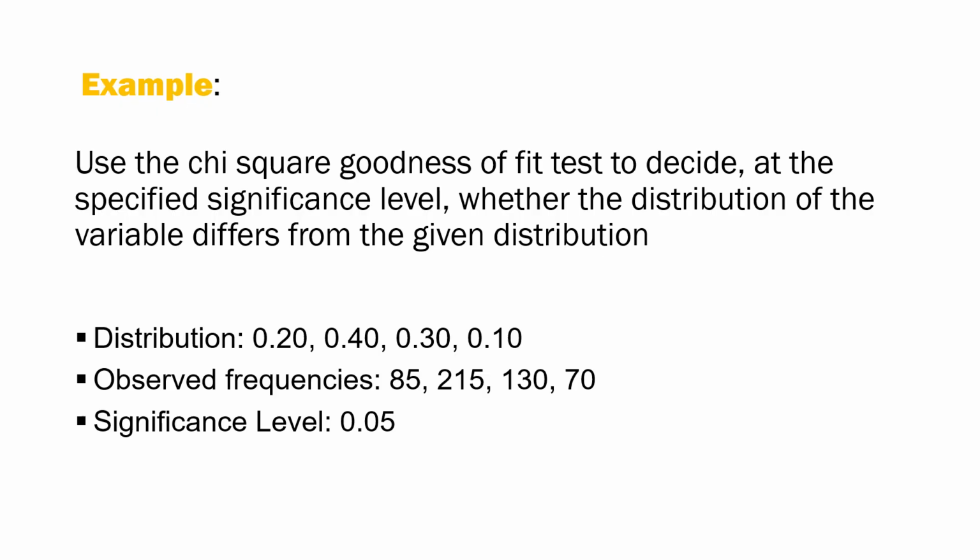Okay, so let's do an example here. Use the chi-square goodness of fit test to decide at the specified significance level whether the distribution of the variable differs from the given distribution. So what we have is a distribution. We've got observed frequencies, and we know we're going to do our significance level of 0.05. I need you guys to know this. The observed frequencies are your observed frequencies. They're good to go. The distribution, they are not your expected values. So let's go forward and I'll show you what I mean.